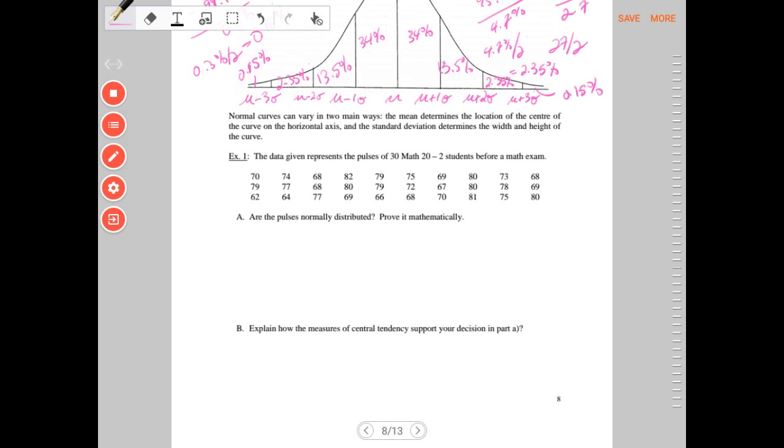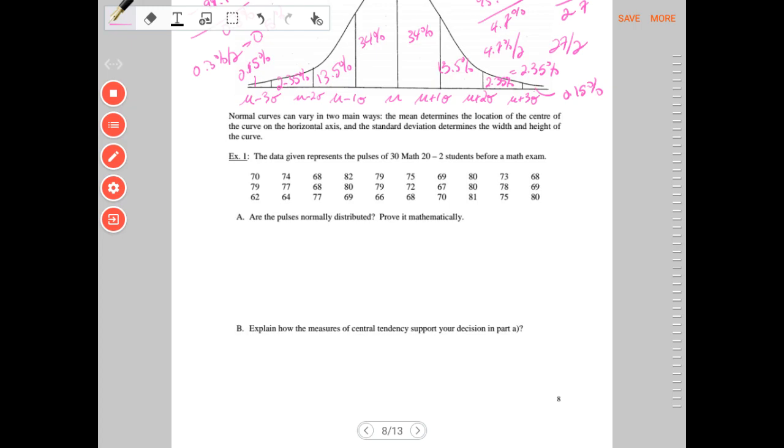Normal curves can vary in 2 ways. The mean determines the location of the center of the curve on the horizontal axis, and the standard deviation determines the width and height of the curve. Example 1. The data given represents the pulses of 30 students taken just before a math exam. Notice how high some of those are. Anyway, are the pulses normally distributed? Prove it mathematically.